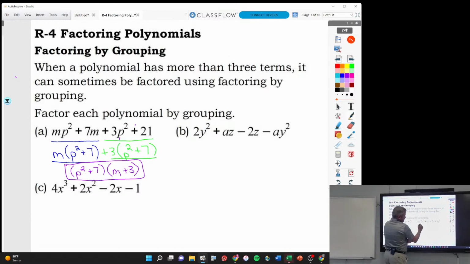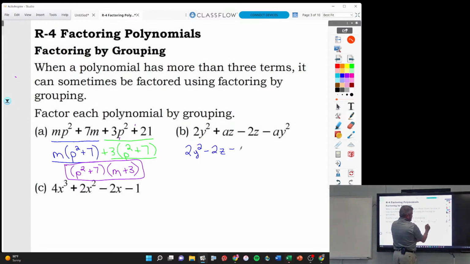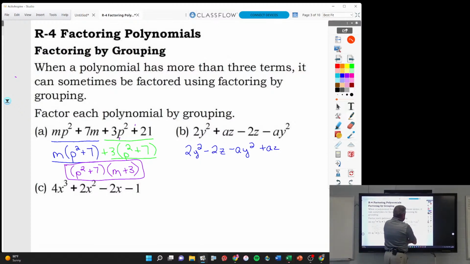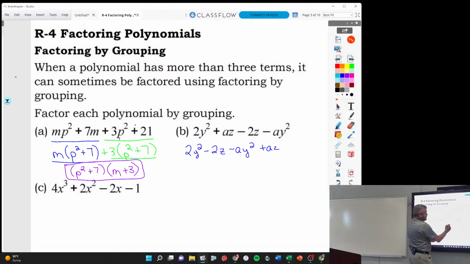So if I put 2y squared minus 2z, notice that I kept the signs together. That was a positive 2y squared, that's a negative 2z, so I kept it that way. And then I do minus a y squared plus a z. That's a z. I've written this in such a way that they kind of look like some patterns going on there. So let's try this and see what happens.